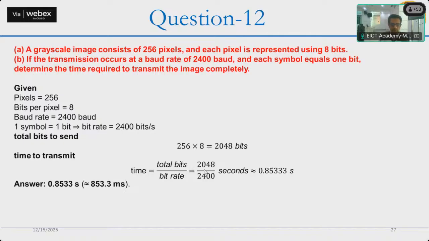So the time required is basically 2048 bits upon the bit rate. What is this baud? This is basically bits per second. Since it is per second, it is basically less than 1 second. It is able to transmit 2400 bits in a second, and 2048 bits will require less than a second. It is 0.853, or we can say 853 milliseconds.